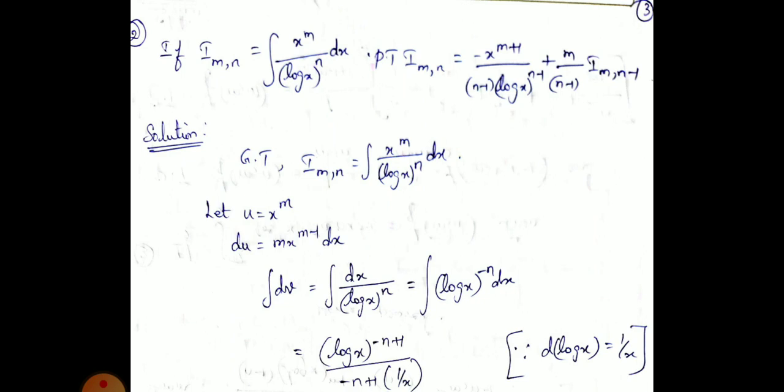Given that I_{m,n} value as integral of x power m by (log x) whole power n. Here we are taking the uv minus integral of v du formula. So let us take u equal to x power m. Therefore du equal to m into x power m minus 1 dx is the differentiation formula. Next, integral dv can be taken as dx by (log x) whole power n, which can be written as (log x) whole power minus n dx. Then after the integration, (log x) power minus n plus 1 divided by minus n plus 1, into 1 by x, once again differentiated.